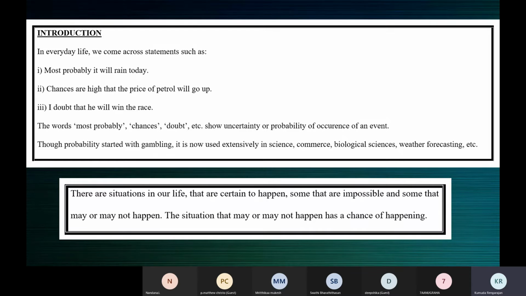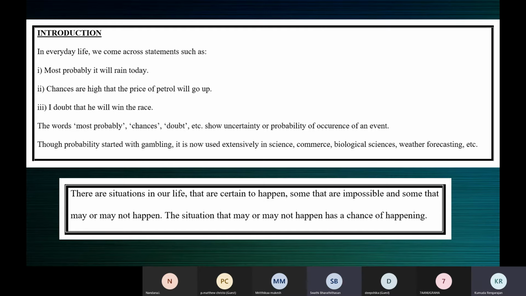One of you read these statements. Shall I read? Yes. Okay, one each. Introduction. In every life, we come across statements such as, most probably it will rain today. Yes, Nandana. Chances are high that the price of petrol will go up.